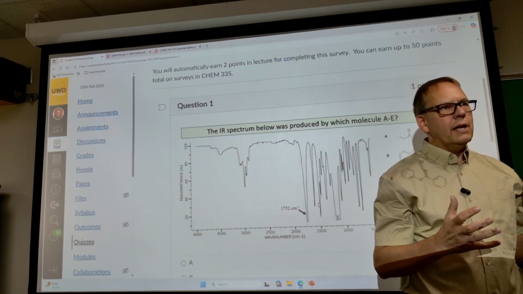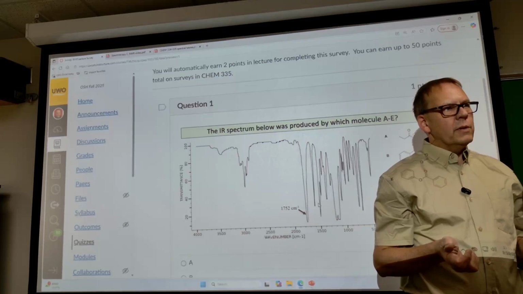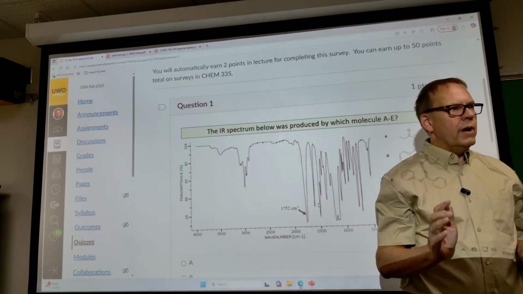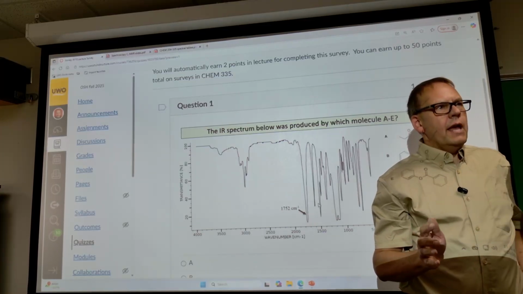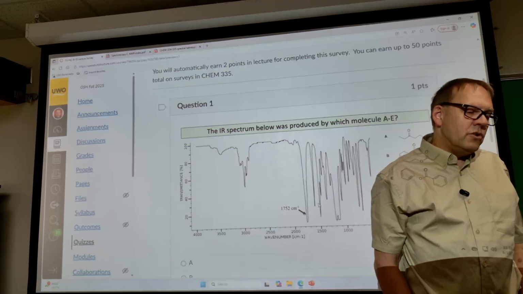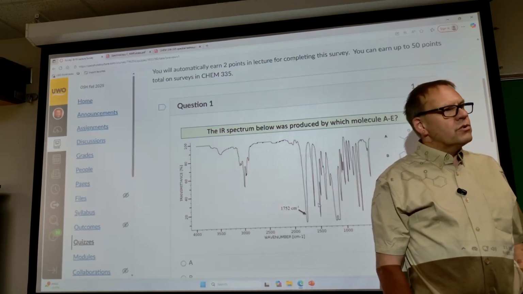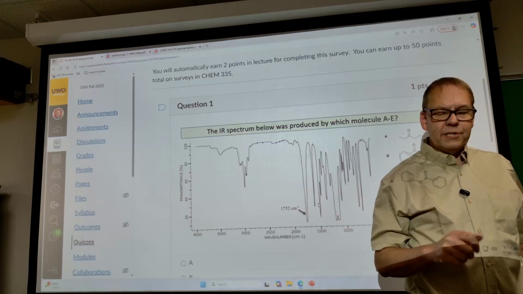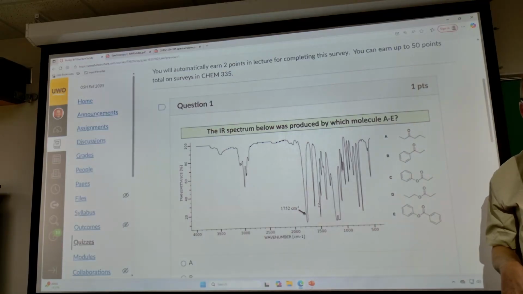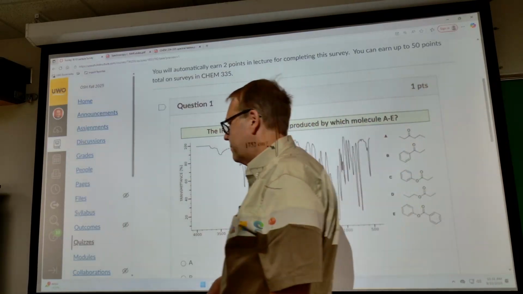Today we're going to be talking a little bit more about IR spectroscopy, finishing that up, doing a few practice problems. Then we're going to move on to NMR spectroscopy, which is a new kind of spectroscopy. It's extremely powerful, gives you detailed structural information. But first, let's take a look at the survey question that we had from last time.